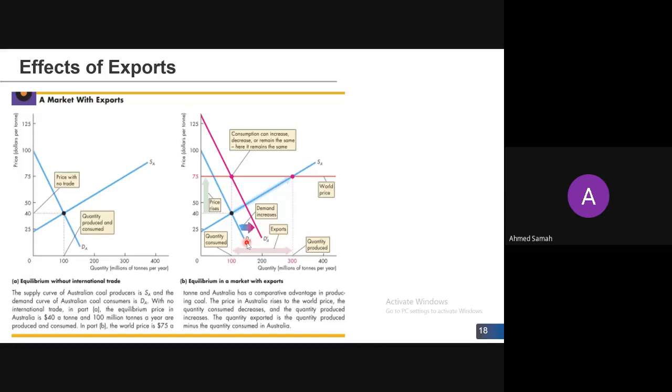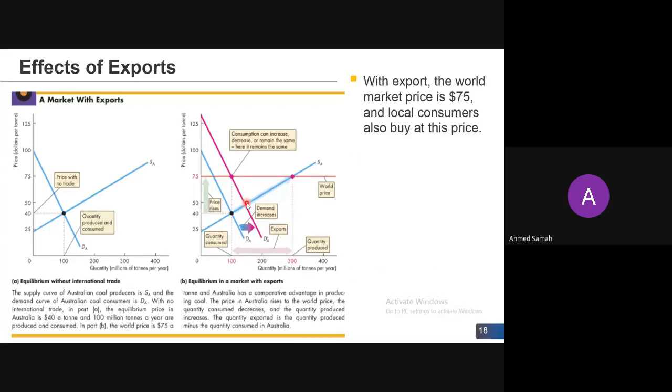When they start to export, they can sell at the world price instead of selling at $40. Because of that, prices are going up and local customers will now also have to buy at this price. So export has increased income, and people can buy coal at the higher price.